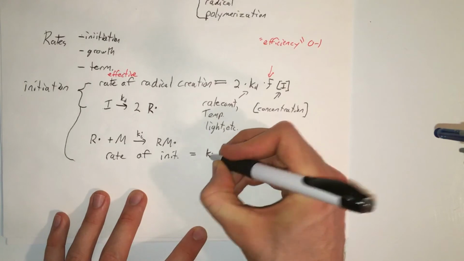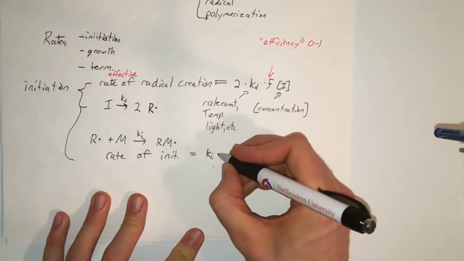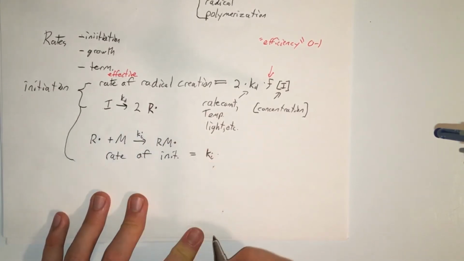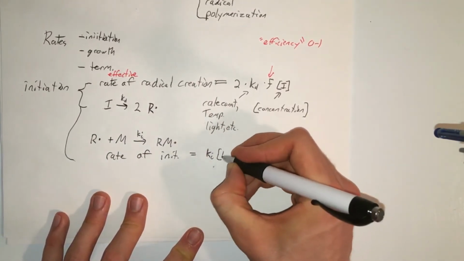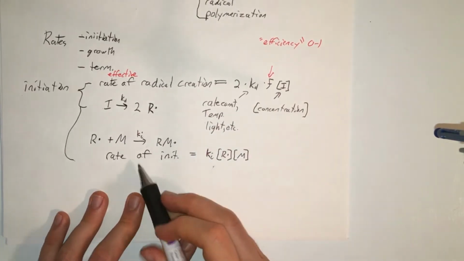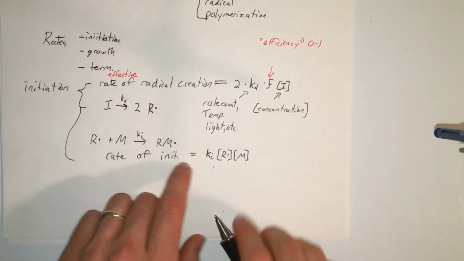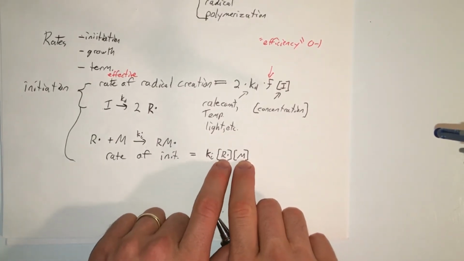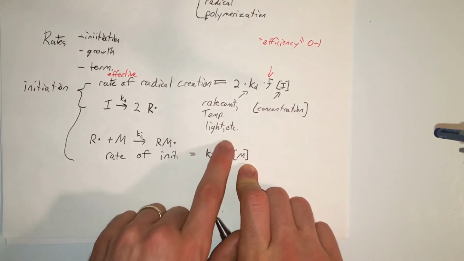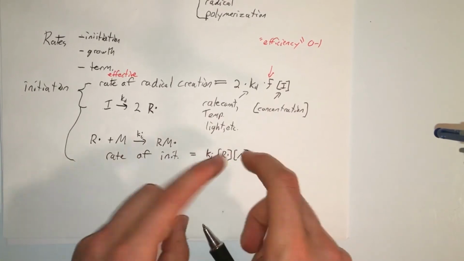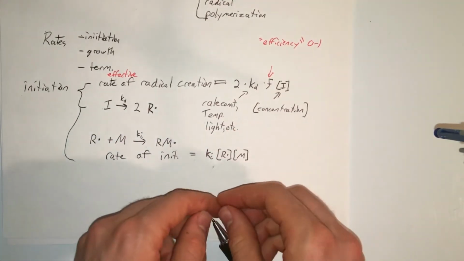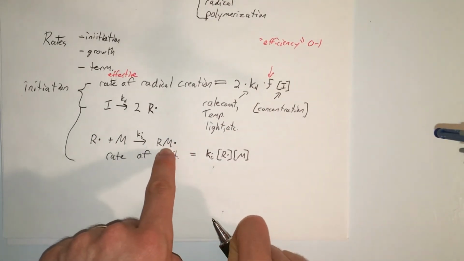the rate constant k sub I associated with this process happening times the concentrations of both of the components that go into it. So there'd be the concentration of radicals and the concentration of monomers. And the idea is the rate at which initiation happens is going to be proportional to the concentrations of these two things. So the more concentrated the monomers are, or the more concentrated these initiating radicals are, the higher the chances are that any two of them are going to bump into each other at the right time and be able to form this RM complex.